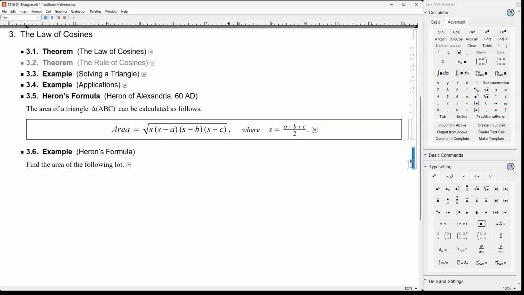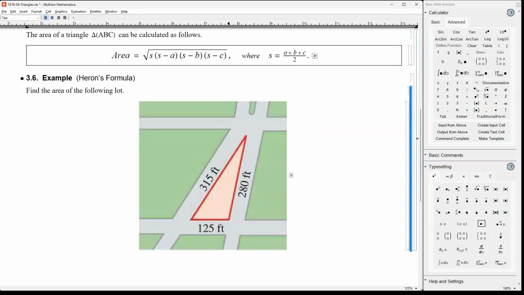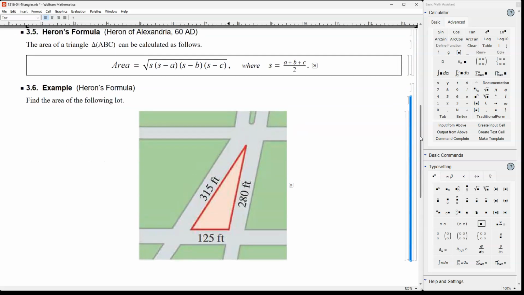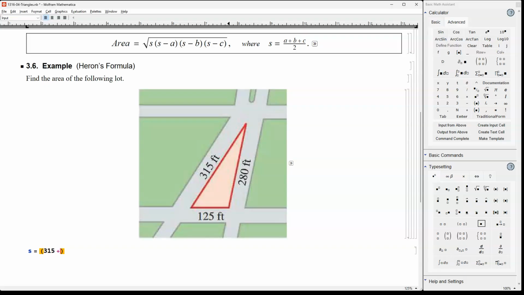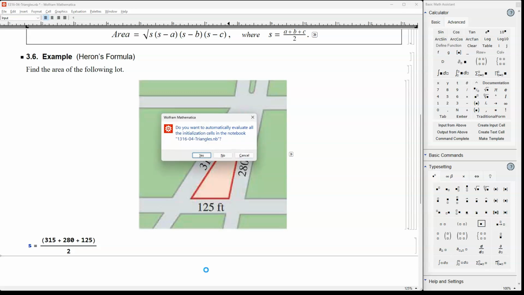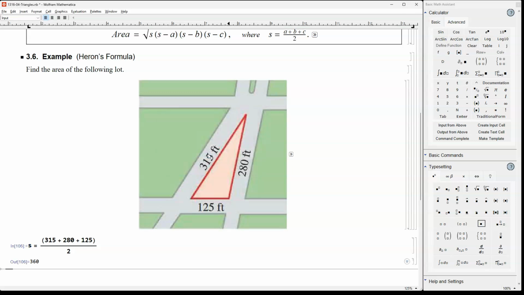Find the area of the following lot, and then we have three sides: 315, 125, and 280. The computation: all you have to do is put this into this formula. Add them all up to get the perimeter and divide by 2. That's going to be your s value. So what is your s? 315 plus 280 plus 155 over 2. And if you do that, you're going to get 360. Alright, 360 is your s value.